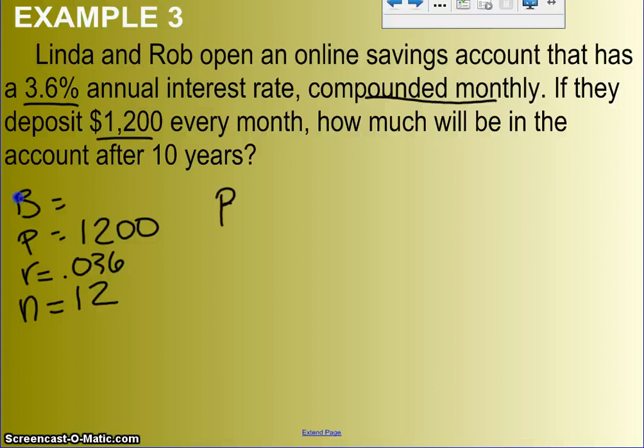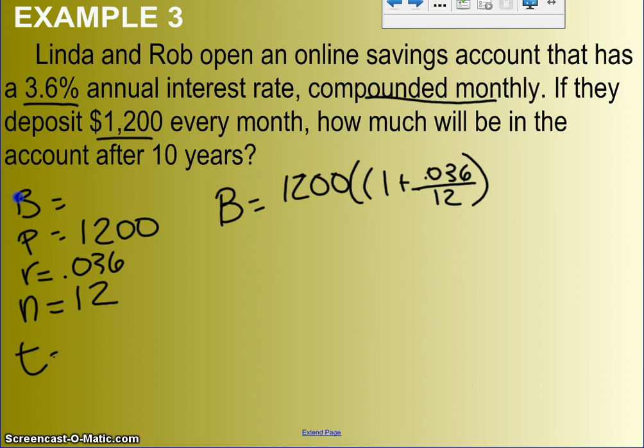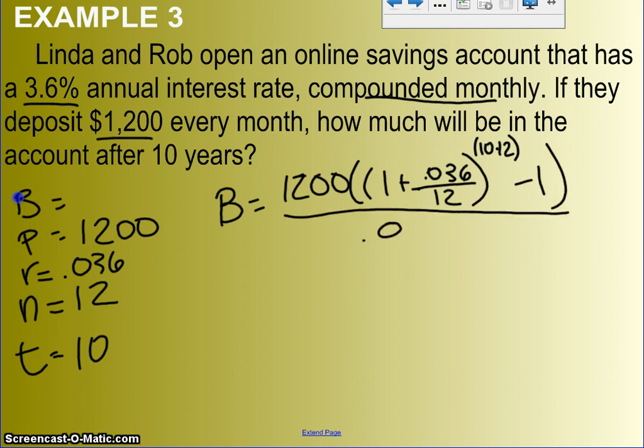So, again, let's plug it into our formula. Hopefully this is becoming more familiar. We've got 1,200, open parentheses, 1 plus 0.036 divided by 12. I didn't put over here time is actually the 10 years. So up here it's going to be 10 times 12, minus 1, all over 0.036 divided by 12.